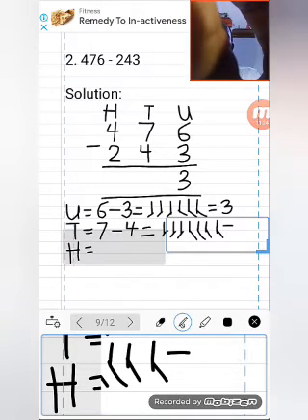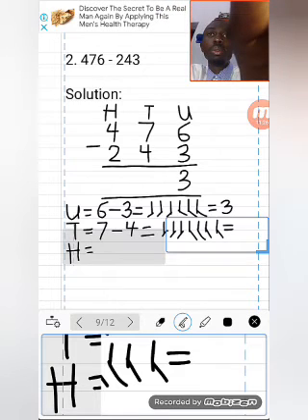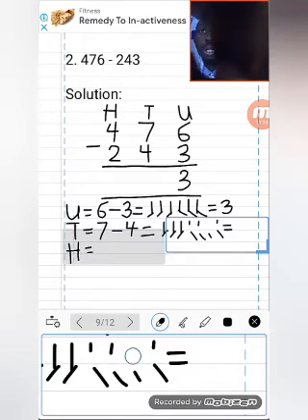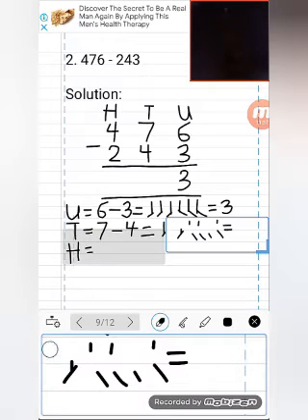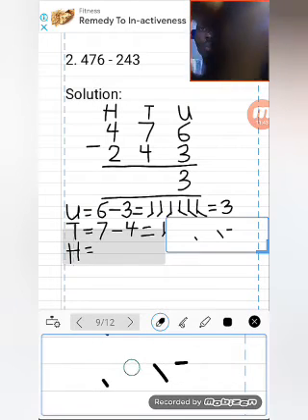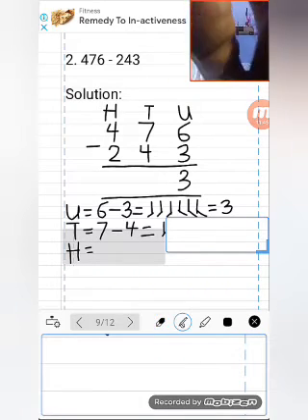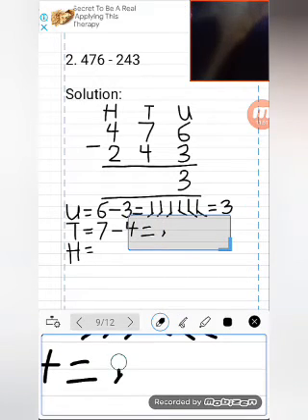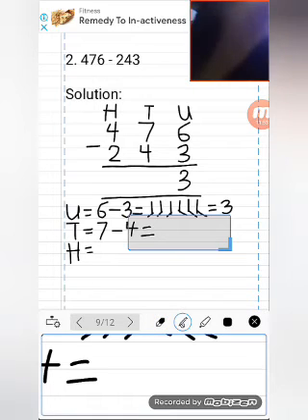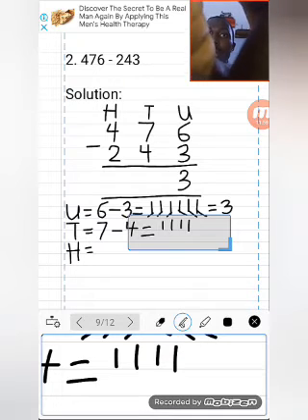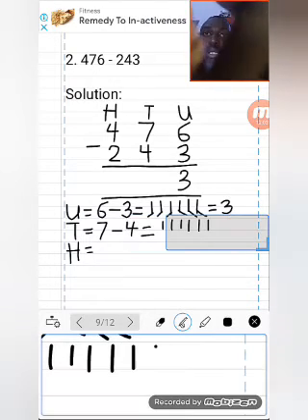So 7. Oh, it's actually 7 minus 4. Yeah, thank God for remembering that. It's actually 7 minus 4, not 7 minus 2. So let's quickly fix that. Okay, so let's quickly fix that. 7 minus 4, that's 1, 2, 3, 4, 5, 6, 7.